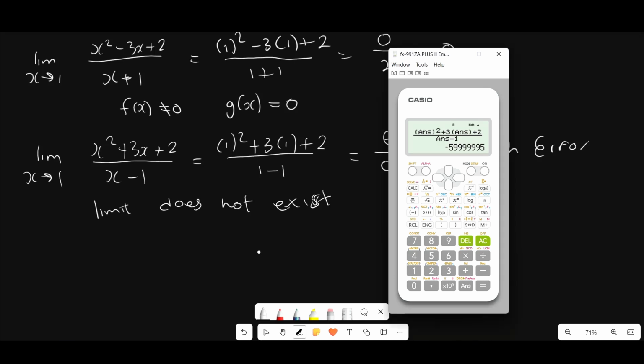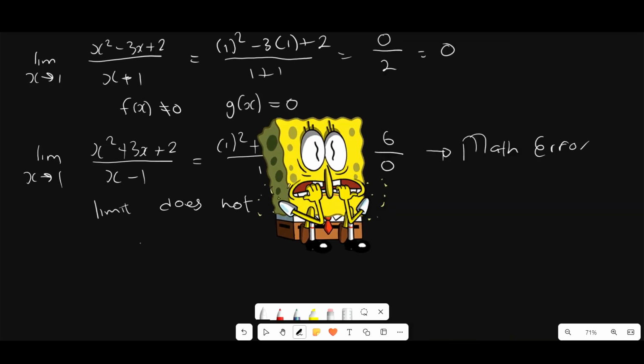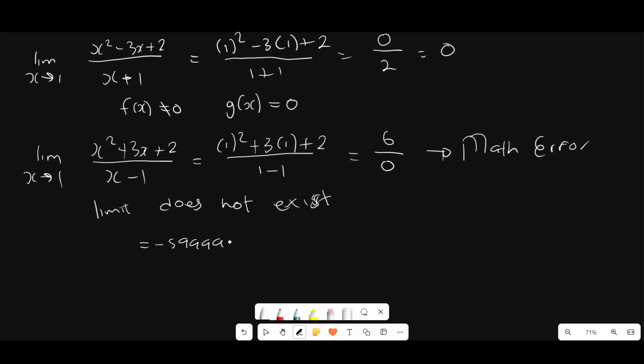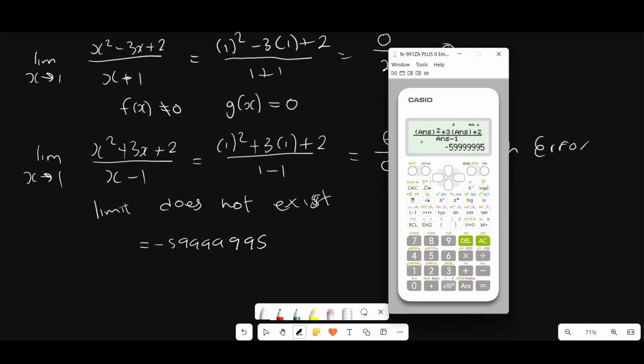So here you can see that we get that number. It's very scary. So you get -5,999,999.5, right? 95, I think. 995. You get that number, right? So you can see the number that we plugged in there. It's a number very close to 1.